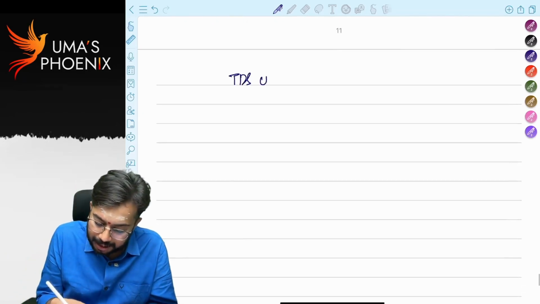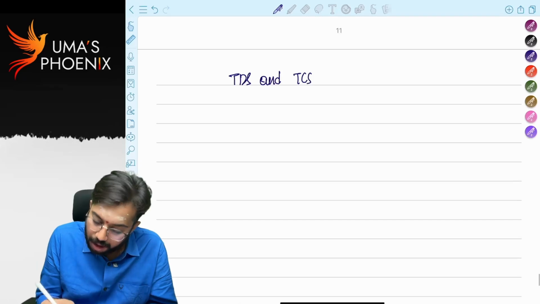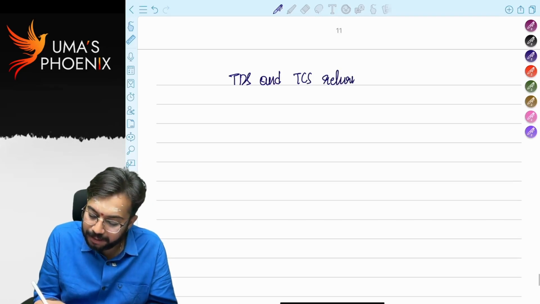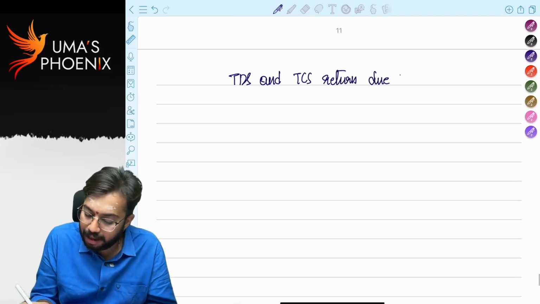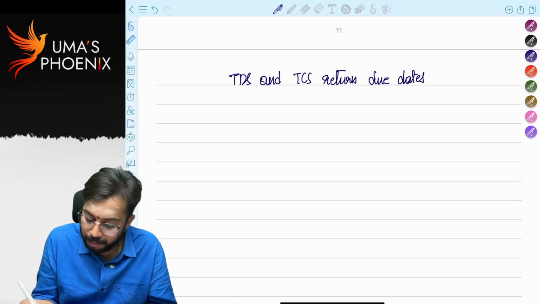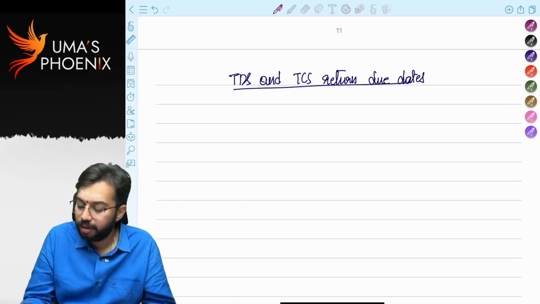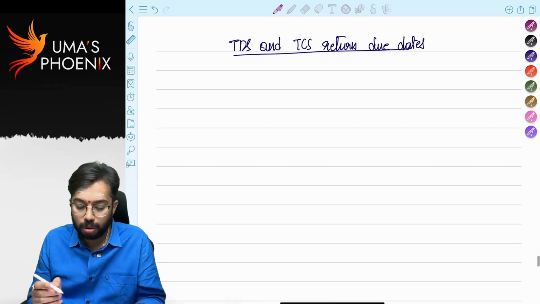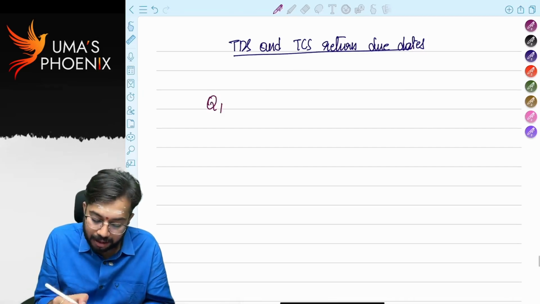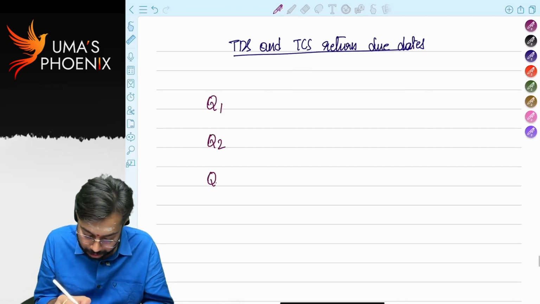TDS and TCS return due dates. That means when TDS return is required to be filed, when TCS return is required to be filed. There are 4 quarters, right? Q1, Q2, Q3, Q4.